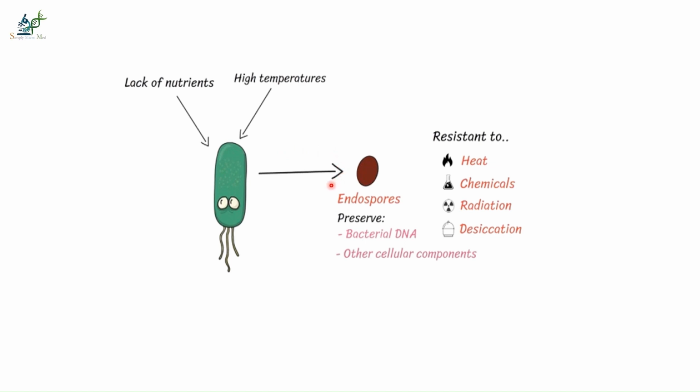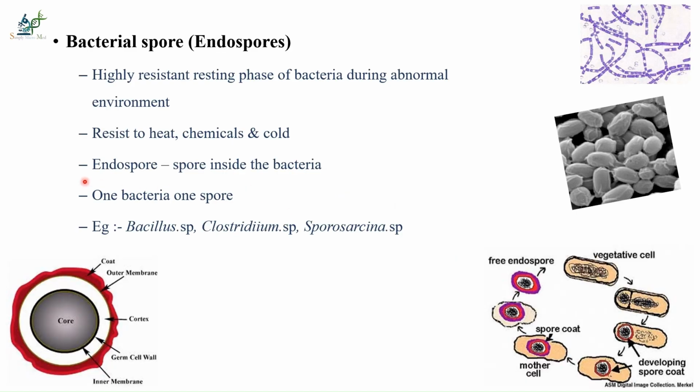Due to this endospore formation, the bacterial DNA and other cellular components can be preserved. In this condition, the bacteria will be resistant to heat, chemicals, radiation, and desiccation. That means during the endospore stage, the bacteria can live for years and years. So the endospore will resist heat, chemicals, or high cold conditions.